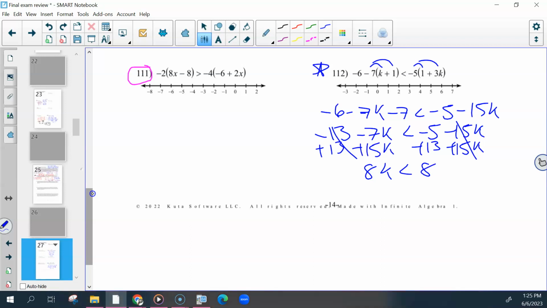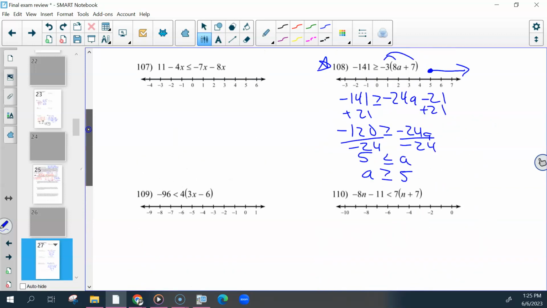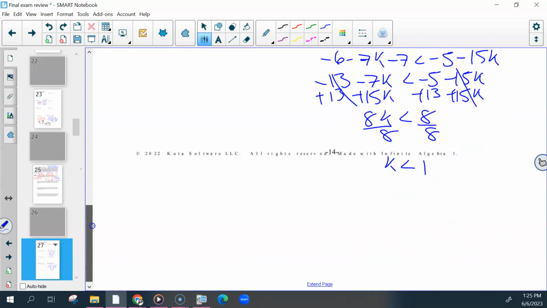We would divide both sides by 8. So that k is less than 1. So this will be open to the left. Other questions? It goes to the right. Yes. Go on to the next page.